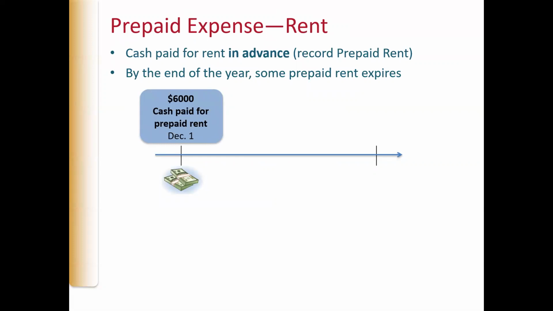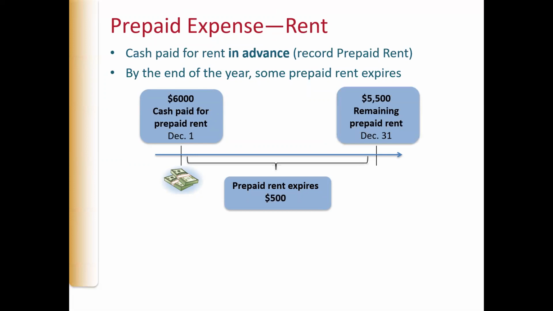Here's an example, rent. We paid cash in advance for 12 months of rent. Remember we paid $6,000 on December 1st? So we recorded prepaid rent, which is an asset, on December 1st. But guys, by the end of the year, which was just a month, $500 of that rent expired. Remember that $6,000 of rent was good for 12 months. But on December 31st, guess what? A month has been expired.